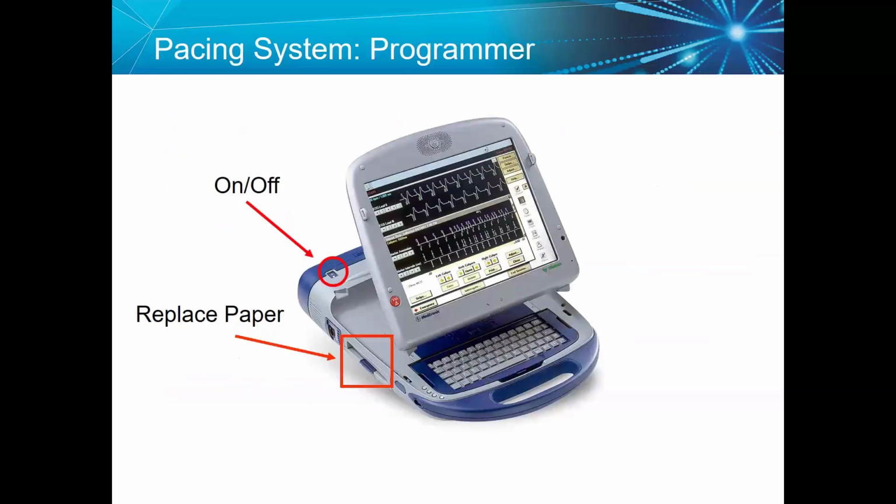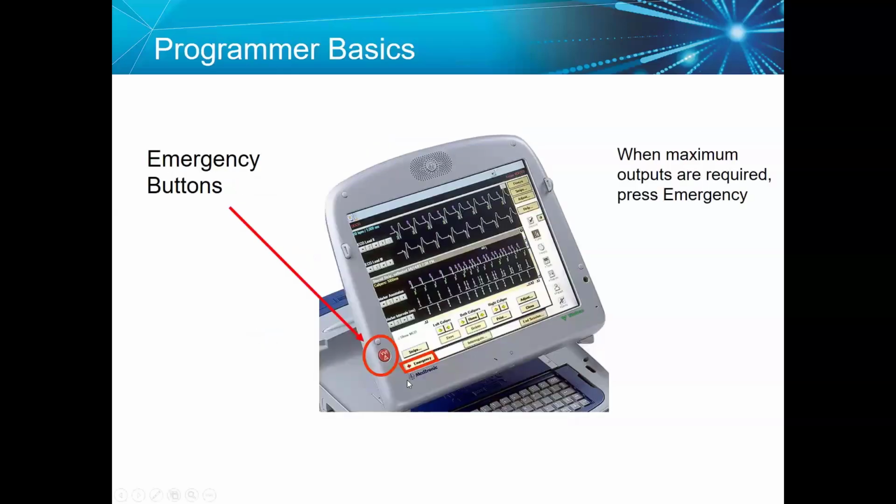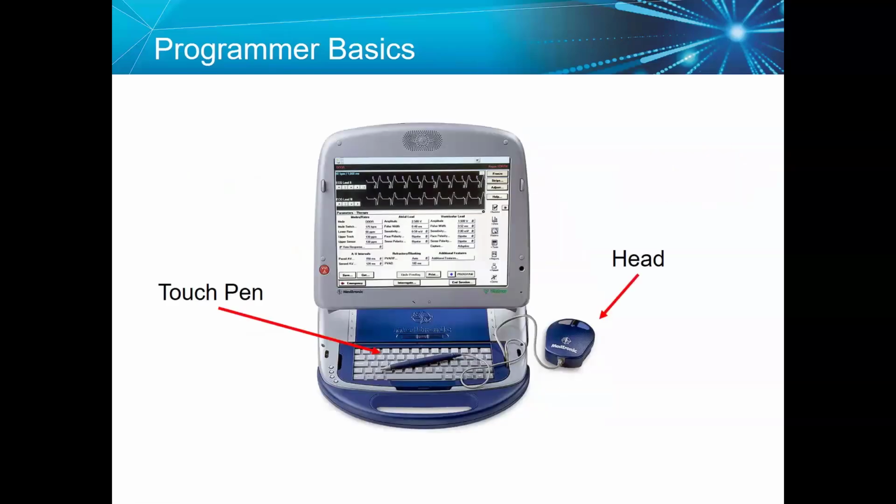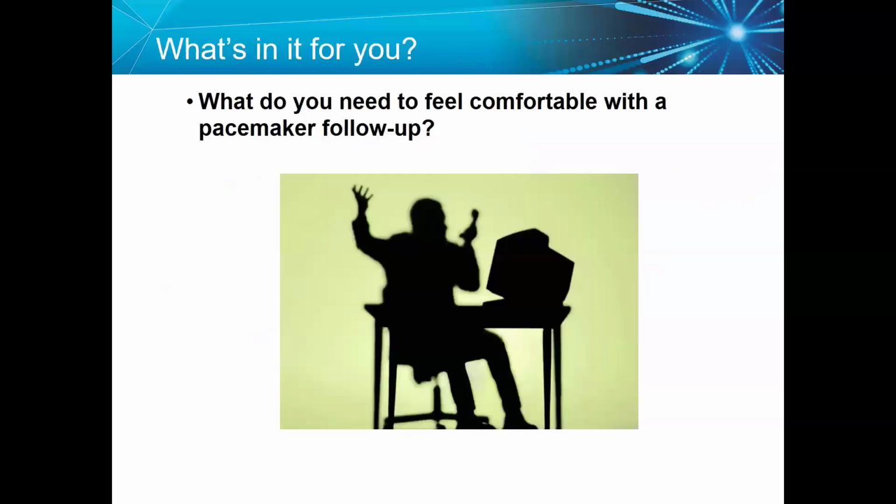Okay, this is a Medtronic programmer, and I think all of them have the same features. First of all, you have here the button to open the programmer, or the interrogator. Then we have paper, and in every programmer there is also an emergency button. When maximum output is required, press emergency. It will pace alone. Okay, and there is a head and a pen. Some programmers have no pen and they have a touch screen. Okay, and a printer.